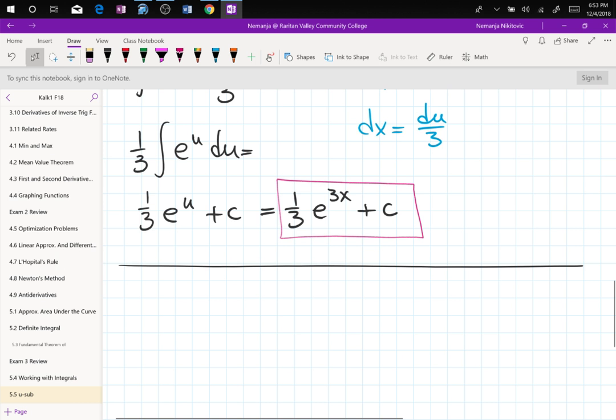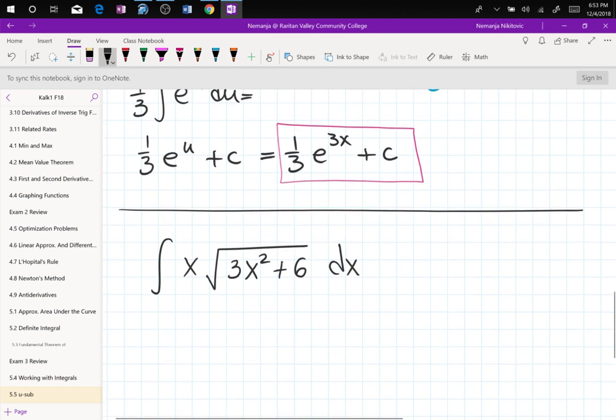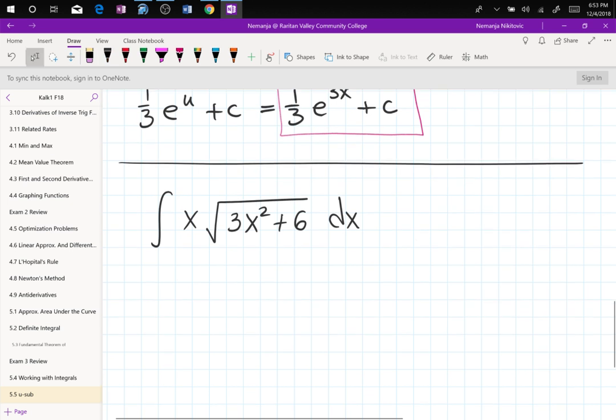For instance, integral of x square root of 3x squared plus 6 dx. This is level 2.